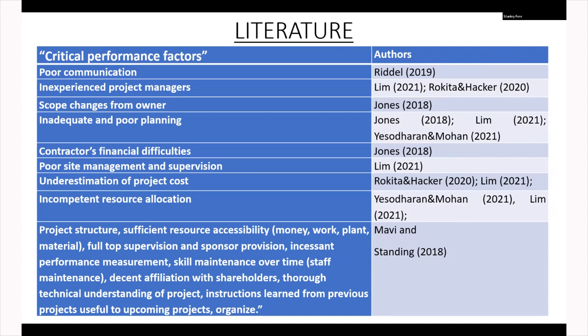Sometimes the projects faced contractors' financial problems, and other factors cited by LIM 2021 are poor site management and supervision, underestimation of project costs, incompetent resource allocation, also project structures, and insufficient resources, accessibility in terms of money, work, plant, and material for top supervision and sponsors and the like.